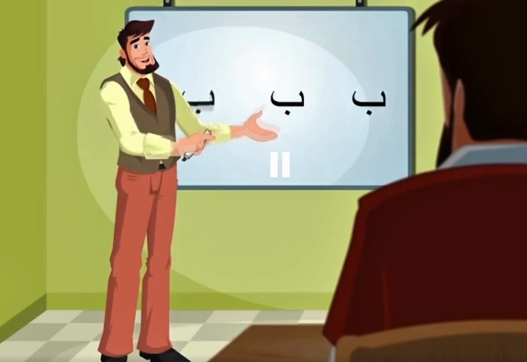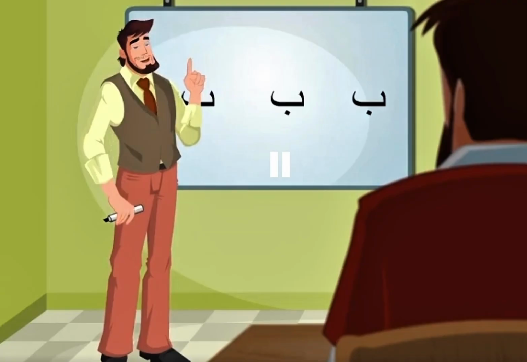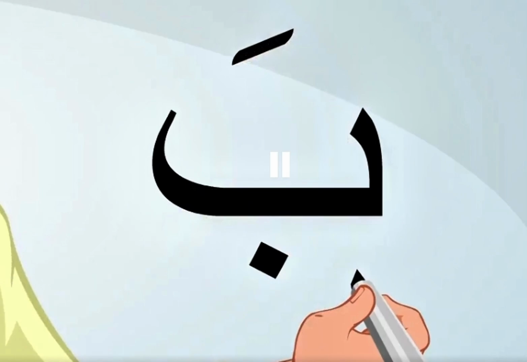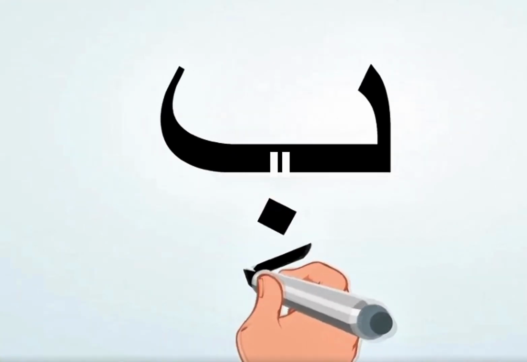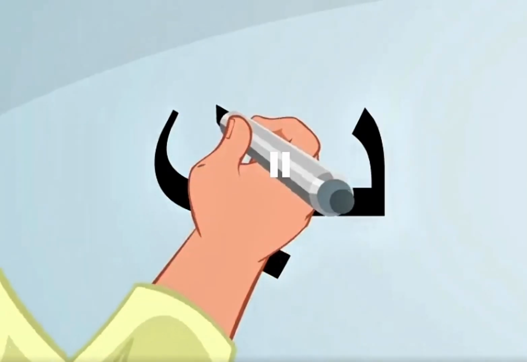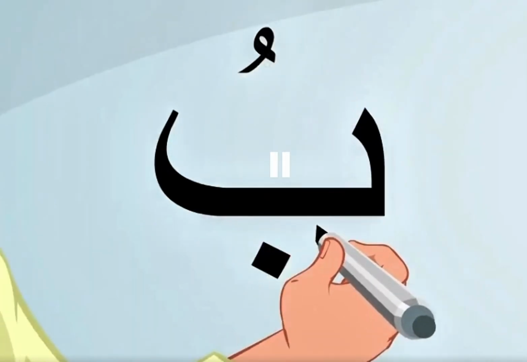How to pronounce the letters with short vowels: fath, kasr, and dam. با, بي, بو.